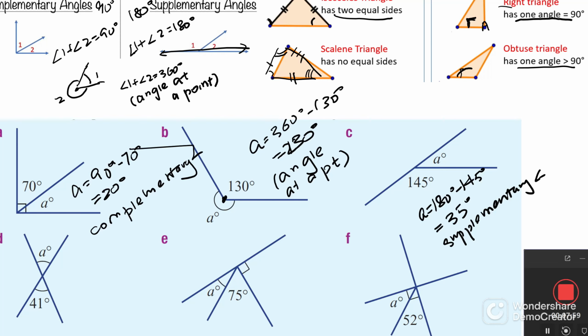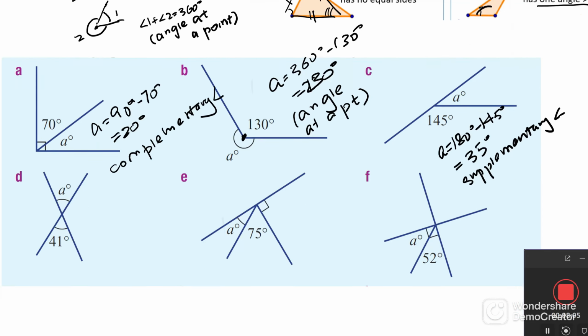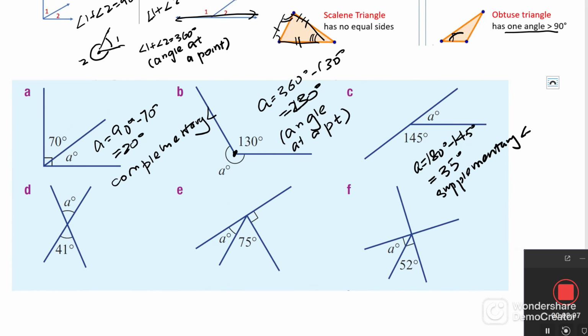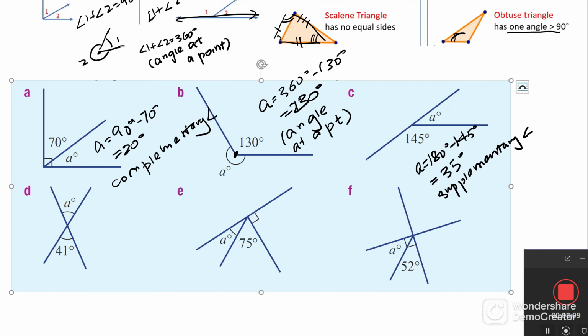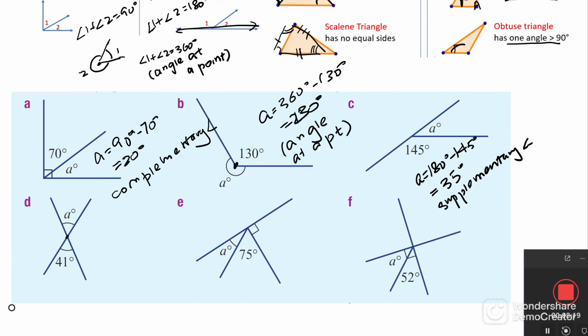Oopsie. Okay, as I'm just shorthanding everything, if you write it out, please write it out in full. And question D, when you have an intersection, you have 4 angles and the opposite ones are the same. So A would equal 41 degrees and your reasoning would be vertically opposite angles.